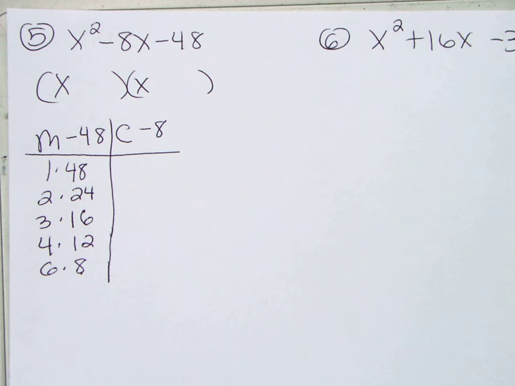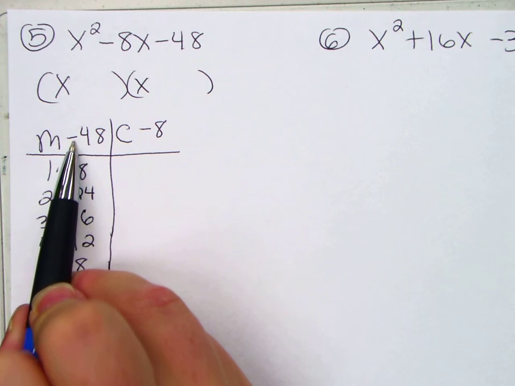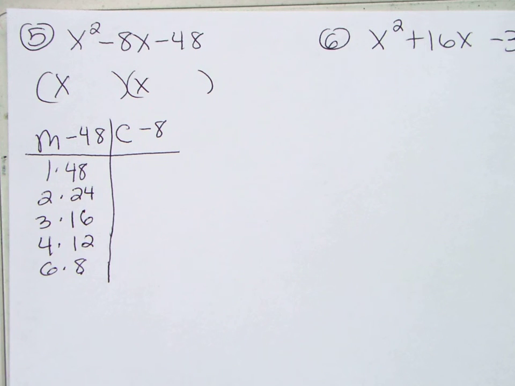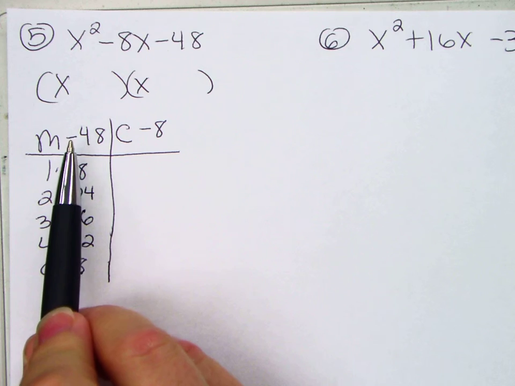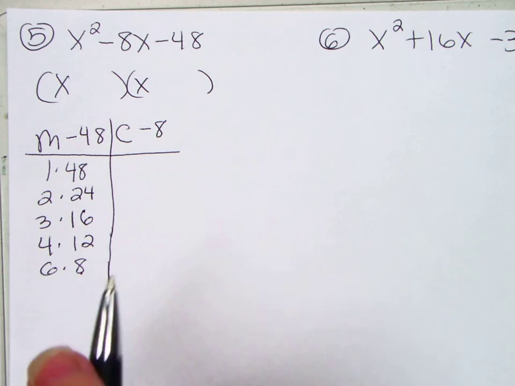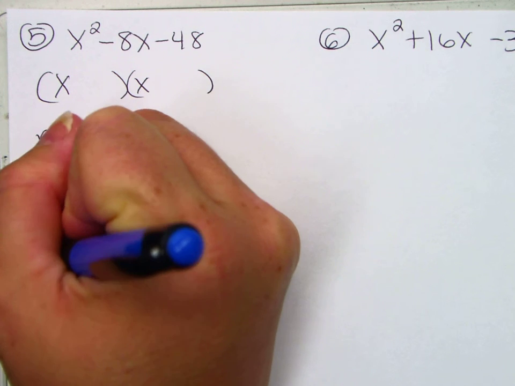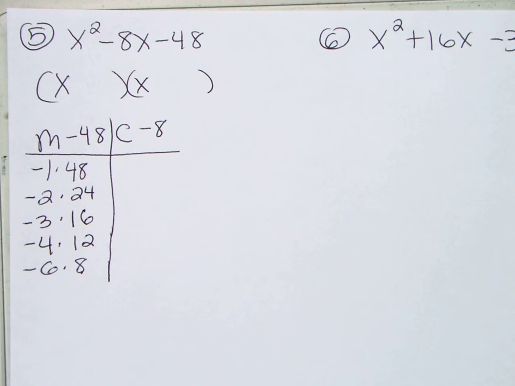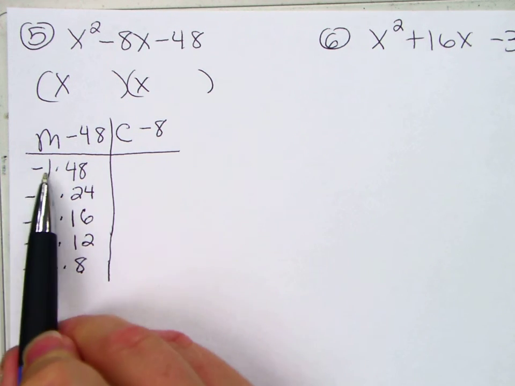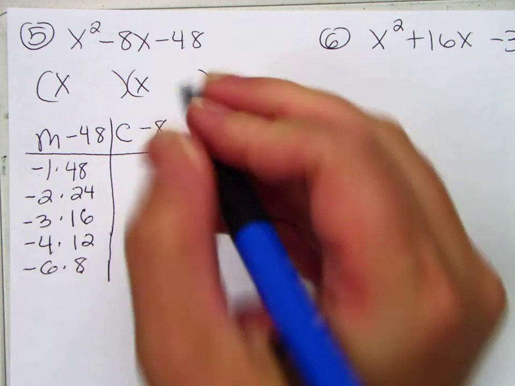Now, we cannot just add across because we are multiplying to a negative number. That means we need one negative. When you multiply to a negative, one of the numbers is negative. So you can just make all the first numbers negative. Okay, make all the first numbers negative. Now we're going to add across. Negative 1 and 48 is 47.